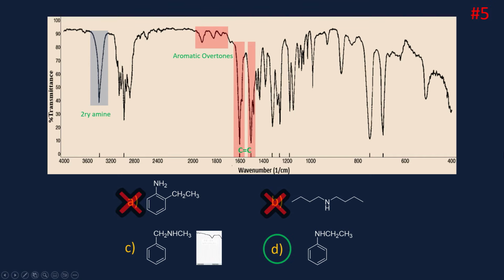But for your information, this is the shape of the aliphatic secondary amine. You will notice that the intensity of the band is lower than that of the aromatic amine.